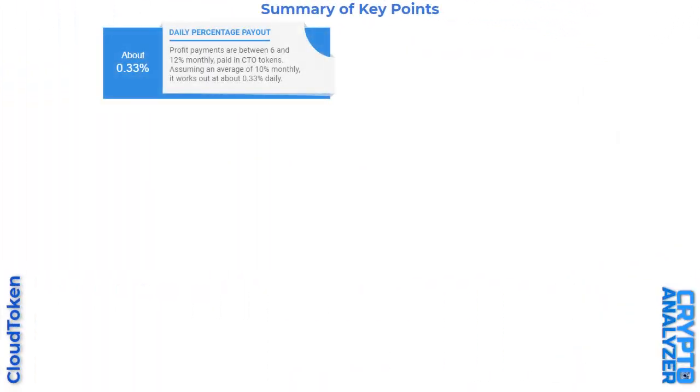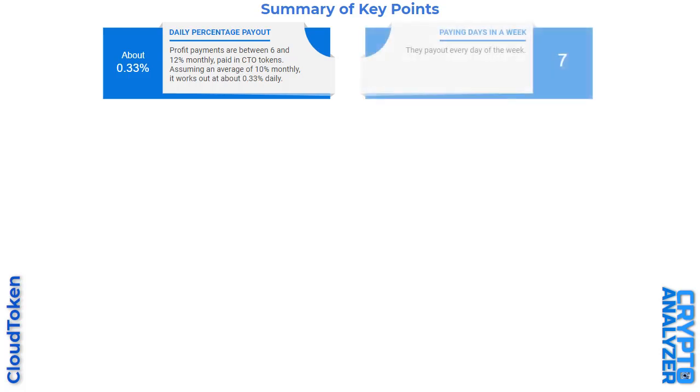So the first thing we look at is the daily percentage payout. It's roughly 0.33% per day. Now, CloudToken say that they're going to pay us between 6 and 12% monthly, so I've just roughed that up to 10% per month. And they pay that in CTO tokens. And they pay us every day. So we don't wait for the end of the month to get the 10%. We get a piece of that every day.